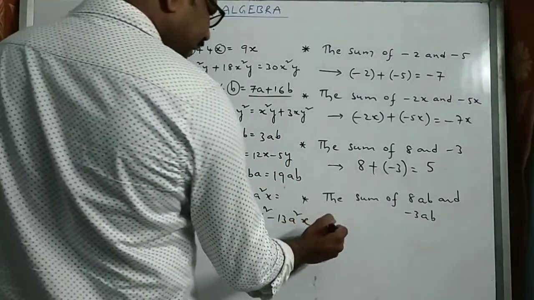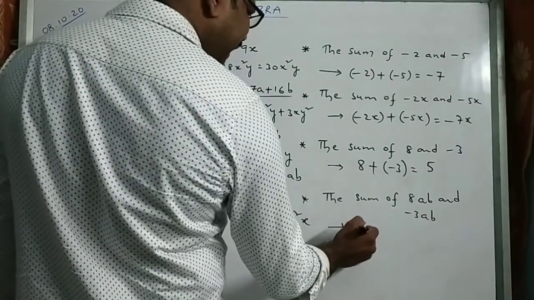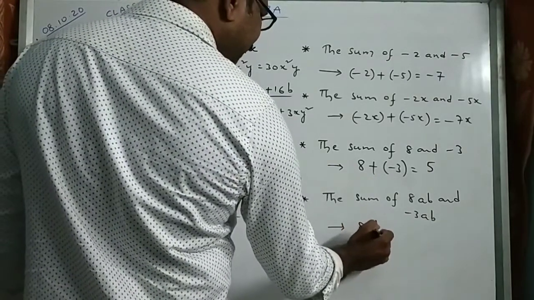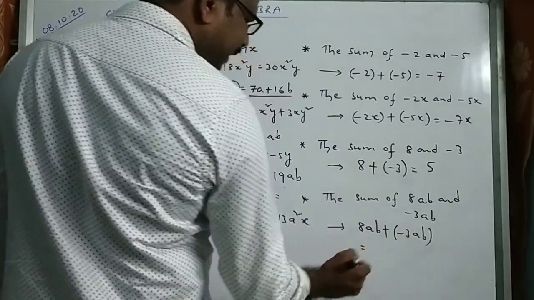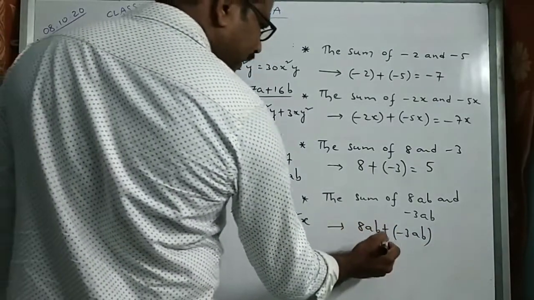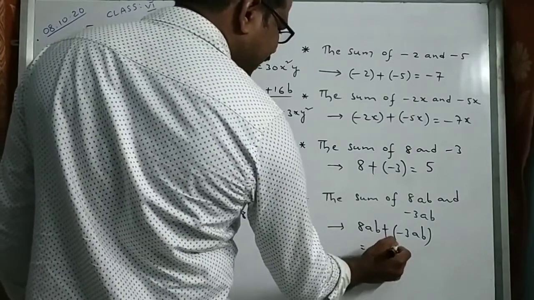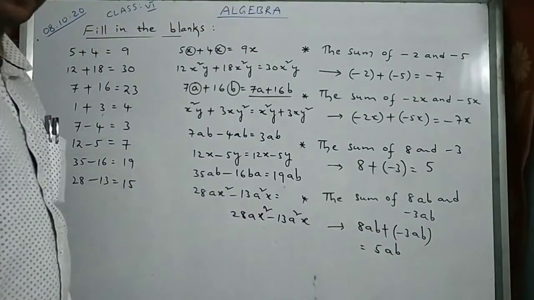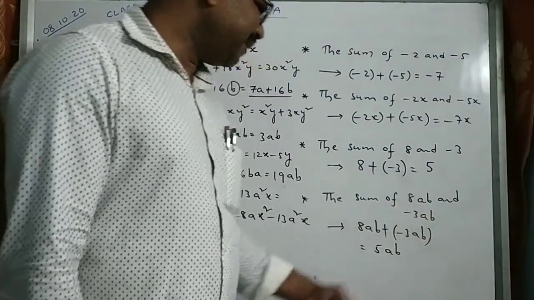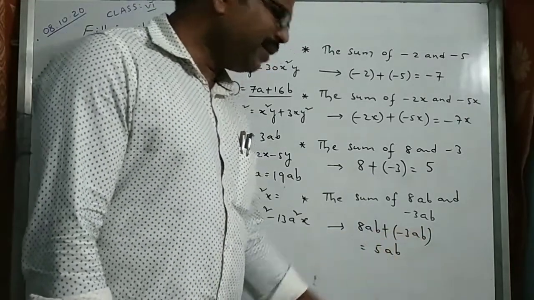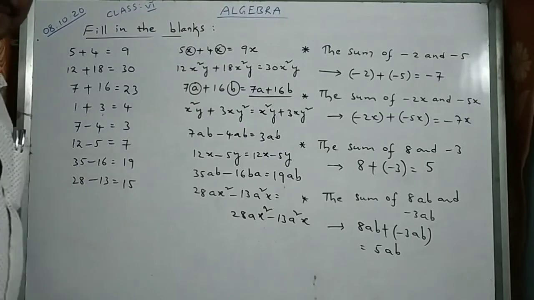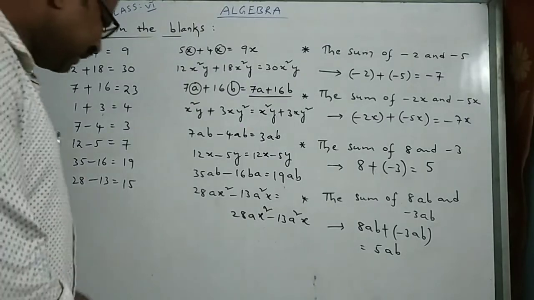Okay? Here the sum of 8AB plus minus 3AB. Like terms only, no? AB and AB are like terms. So 8 minus 3, 5 we can write, and write AB. So 8AB minus 3AB, since they are like terms, we can simplify. 5AB. Okay? Hope it is clear.